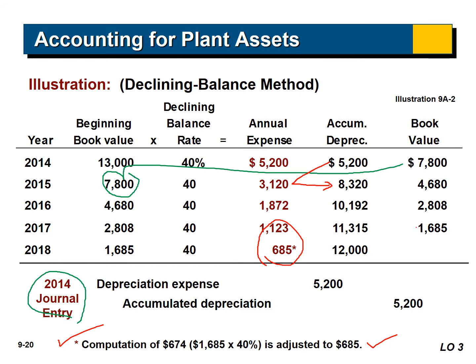So 11 to give us our 1,000. So the difference between these two is your 685, and it's adjusted basically as a force figure to make sure that our ending balance is 12,000 and our book value is 1,000.